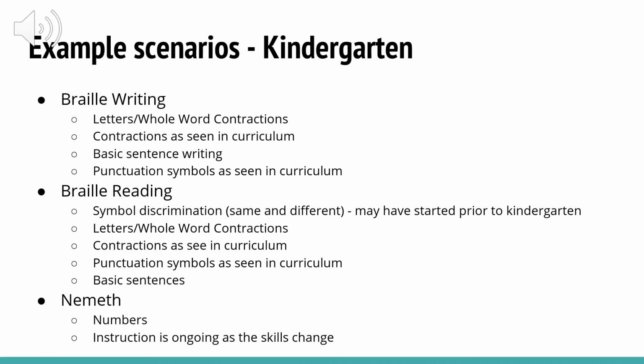A Braille curriculum for a kindergarten student may include, for Braille writing, letters and whole word contractions, contractions as seen in the curriculum of their regular education classroom, basic sentence writing, and punctuation symbols as seen in the same curriculum of their general education classroom. Braille reading may include symbol discrimination, letters and whole word contractions, contractions as seen in their curriculum, punctuation symbols as seen in their curriculum, and basic sentences. Nemeth instruction could include numbers, and instruction should be ongoing as the skills change.